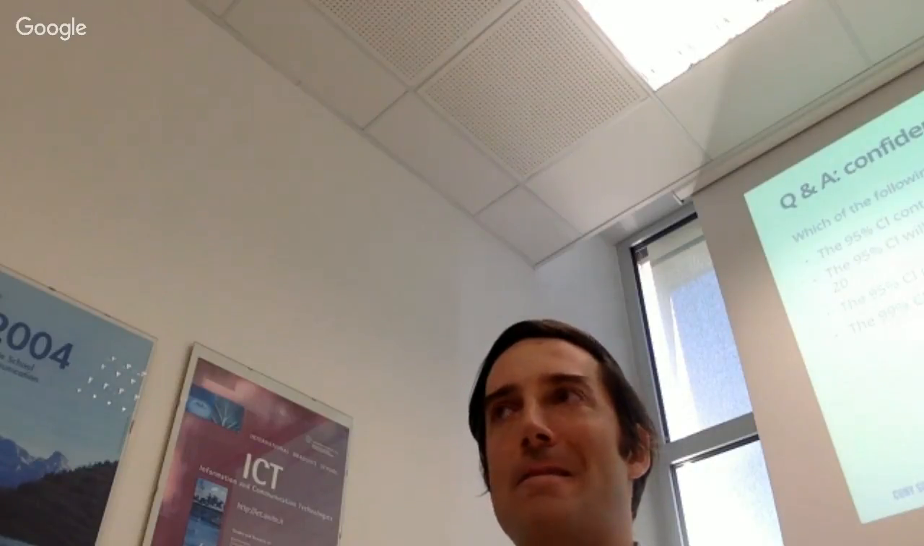All right. So a quick true false here. Which of these are true? The 95% confidence interval contains 95% of the values in the population. Raise your hand if you think that's true. Raise your hand if you think it's false. Good, it's false.